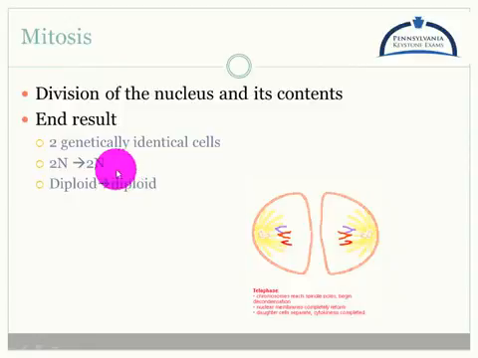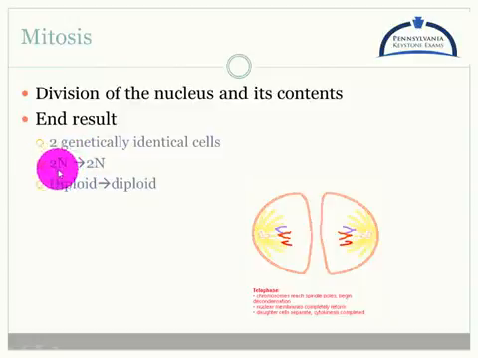So in your body, your magic number is 46. You have 46 chromosomes in every single one of your cells. You have 2 sets of 23 chromosomes in every single one of your body cells. So if I hurt myself on the tip of my pinky, I'm going to go through mitosis, so I have identical pinky cells, identical skin cells, 2N to 2N.